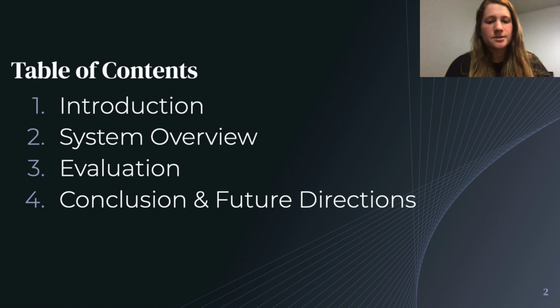First, I'm going to introduce the background of eye tracking and my motivations for the study. Then I'm going to walk us through an overview of my methods and discuss my findings. And finally, I'm going to conclude and suggest improvements for future implementations of this study.